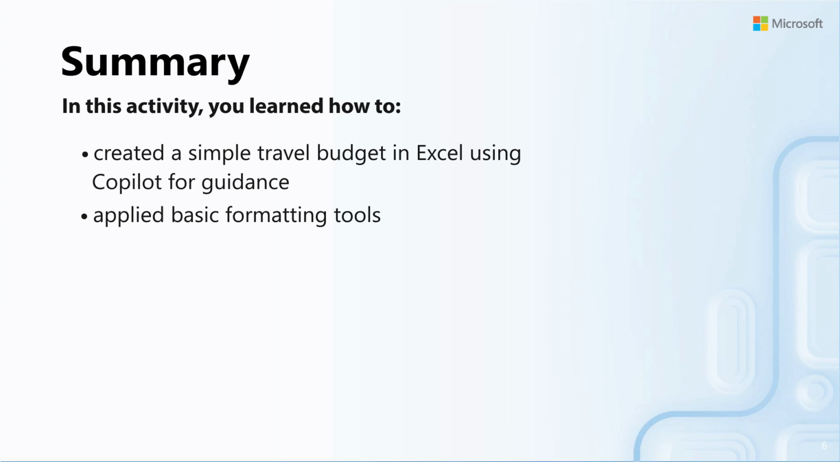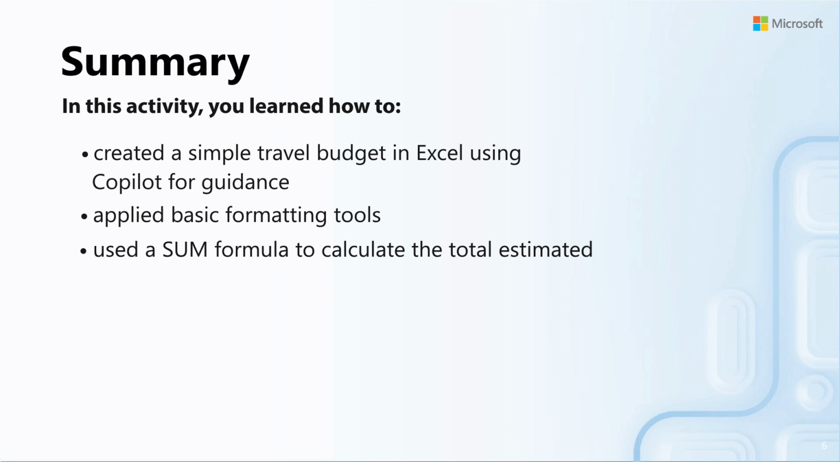By following step-by-step instructions, you set up your worksheet, entered estimated costs, and used Copilot to format your budget with currency and bolded category names. Additionally, you calculated the total cost using a sum formula and saved your Excel file as a template for future use. These skills will streamline your budgeting process and make trip planning easier and more efficient.